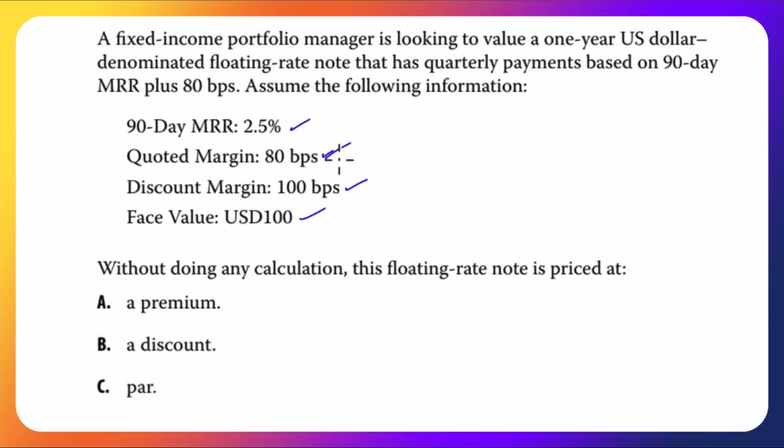Well, our quoted margin is 80, but the market wants 100. So the quoted margin isn't rich enough, which means we're going to have to get it at a lower price than par, priced at a discount.